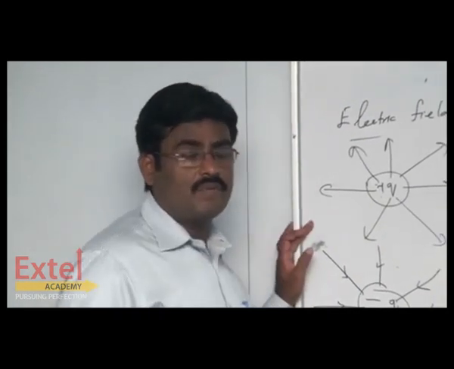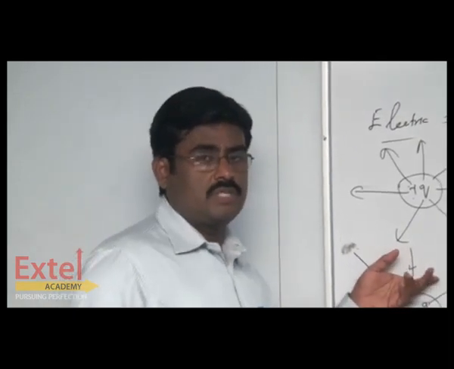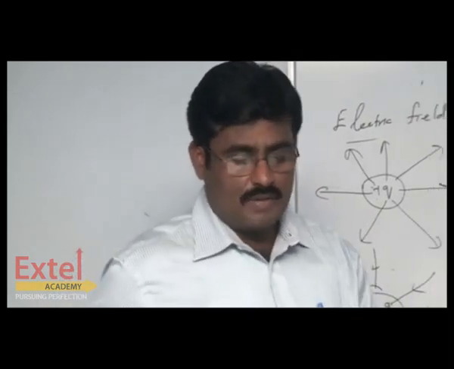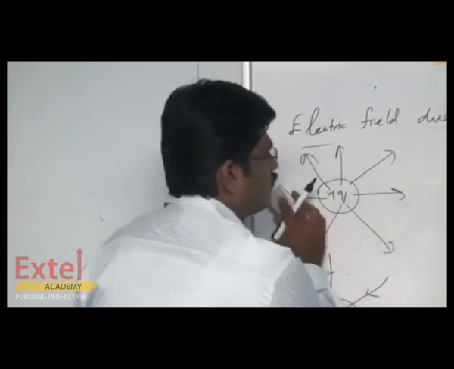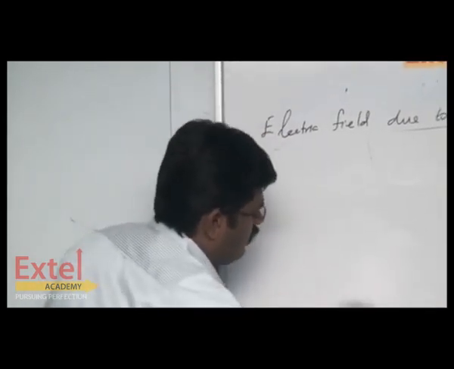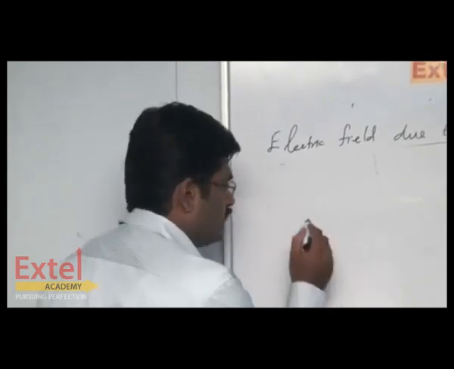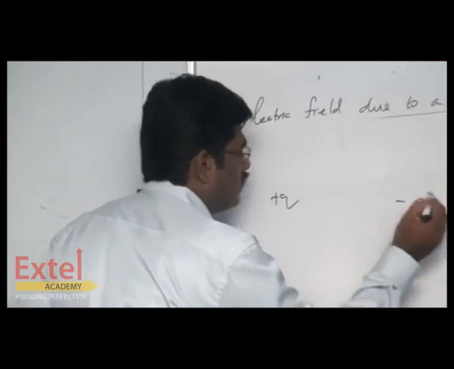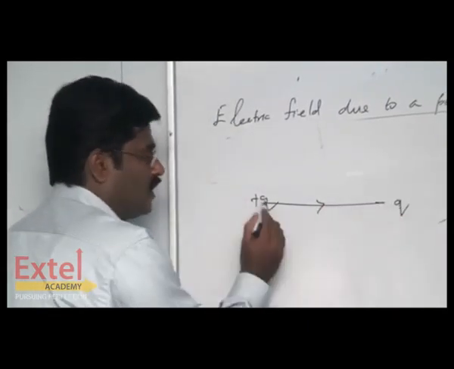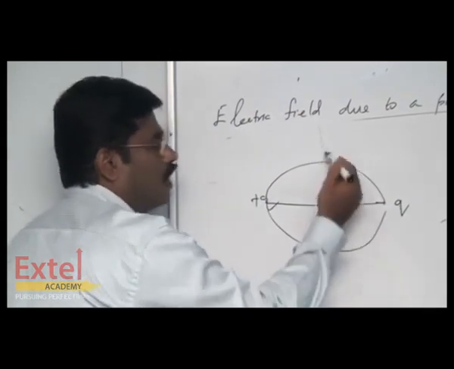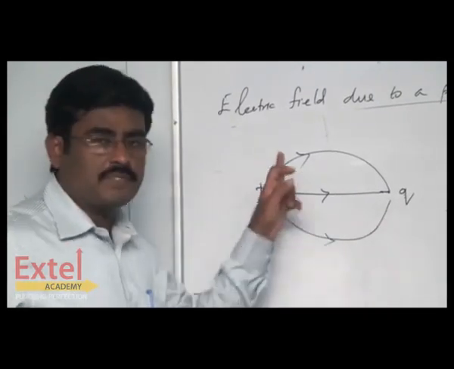Now we have to see the properties of electric lines of force. It's a very important question. Many times this is repeatedly asked in the board examination. There are five points. One, the electric lines of force start from the positive charge and terminate at the negative charge. So if this is the positive charge and this is the negative charge, along the axis it goes from positive and ends in negative. And at the top and bottom, the electric lines of force are curved and again start from positive and end in negative. So the first point is over.